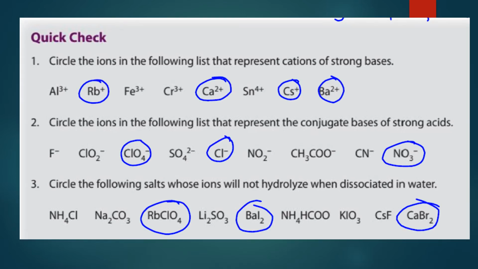Okay, here are the answers. In the first question, we're looking at all of the alkali metals, that's rubidium and cesium, and the alkaline earth metals, calcium and barium. In the second one, the ions that represent conjugate bases of strong acids are all found on the right-hand side of the table of strong acids. So we've got the perchlorate ion, the chloride ion, and the nitrate ion. And at the bottom, we circle the salts whose ions do not hydrolyze, the ones that have both ions being spectator ions. So there's rubidium perchlorate, barium iodide, and calcium bromide.